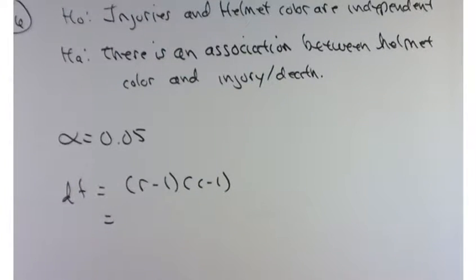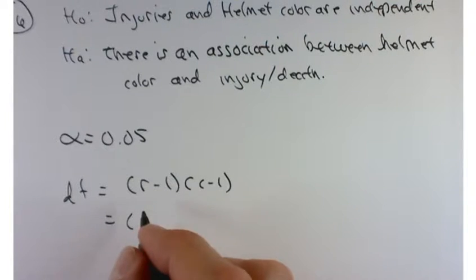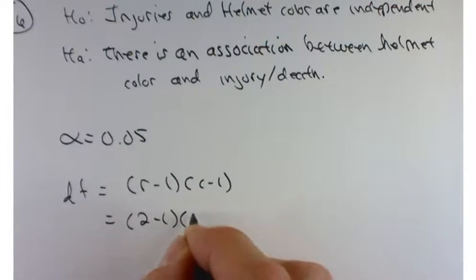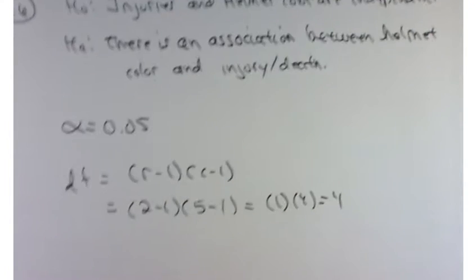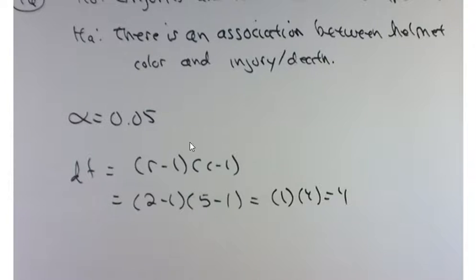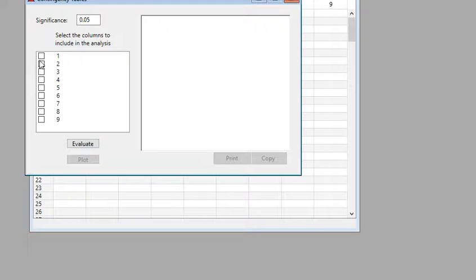Yeah. So there are 2 rows, 2 minus 1, and 5 columns. So 1 times 4 should be 4 degrees of freedom. All right, so I agree with that. Thanks, Chris. We're going to do our test for columns 1 through 5. So click those. We've got the significance level correct. Then click Evaluate. Ooh, nice and close.